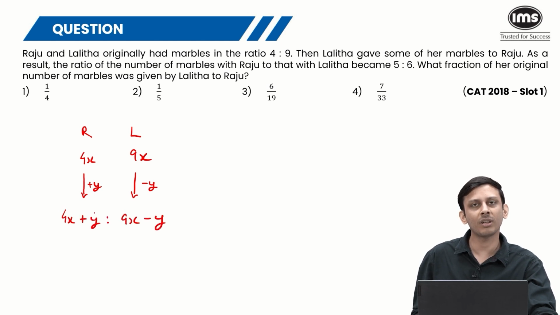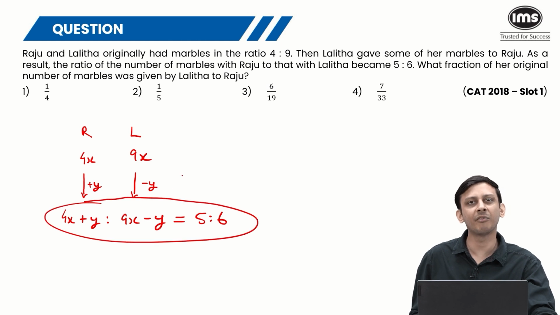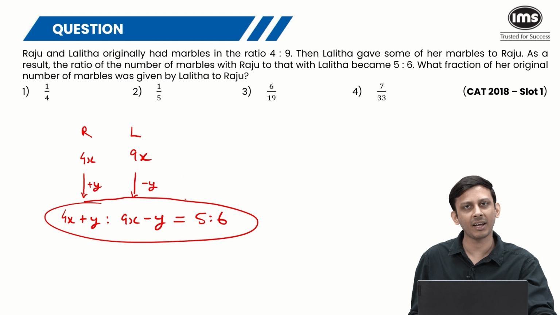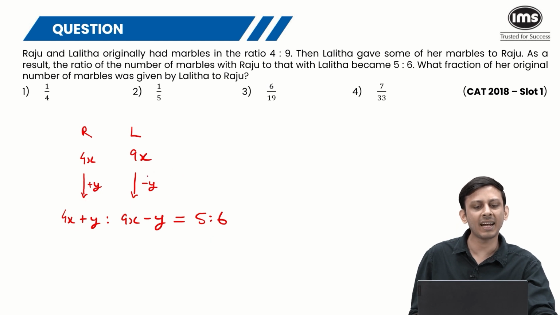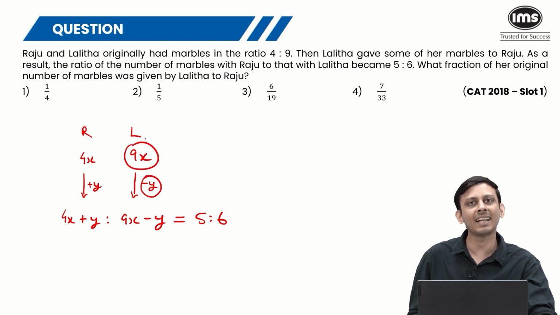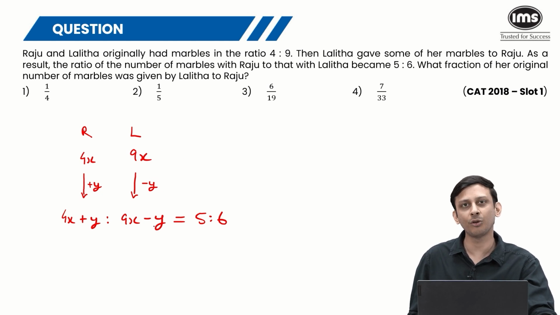And this ratio of marbles with them at the end has been given as 5:6. So we would get this ratio, which means we can convert it into a fraction. We can solve it to get the ratio of x and y, and with the help of that, we can find the ratio of y and 9x. But again, while this method is not that difficult, it would be a little bit time consuming and there would be a chance of making a mistake with the equation. So let's see a better method where we can completely avoid variables.